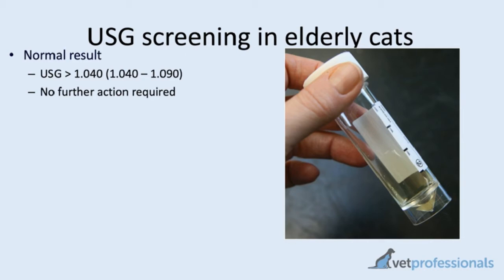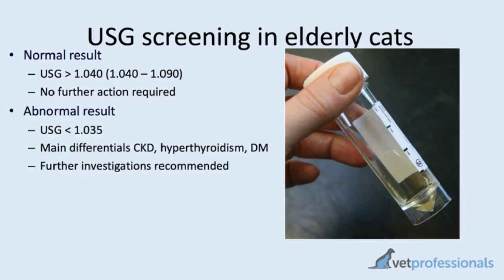If everything else is okay in my cat, then no further action is needed. But conversely, if we have a USG less than 1035, unless there is a really good physiological or iatrogenic reason for that, for example, the cat is receiving diuretics because it has cardiac disease, or it's a cat that's fed a liquid diet because perhaps it had an esophageal problem when it was younger.